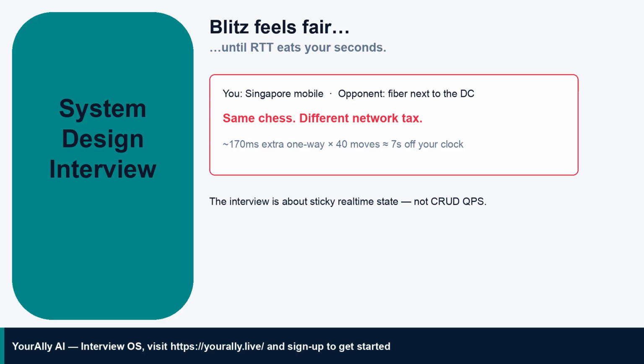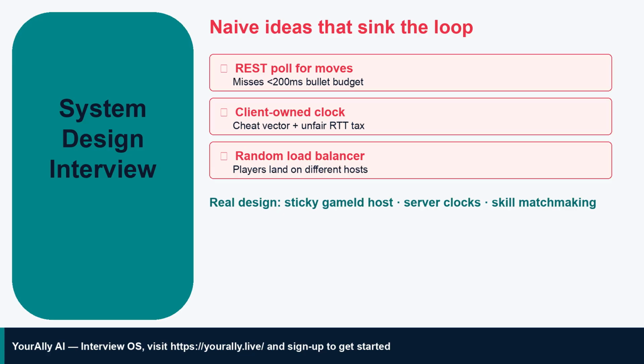Because every move you send spends more time in transit, and a naive server charges that transit against your clock. Over 40 moves, 170 milliseconds of extra one-way delay is nearly 7 seconds of your life gone to the network, not the board. The naive design sounds tidy.